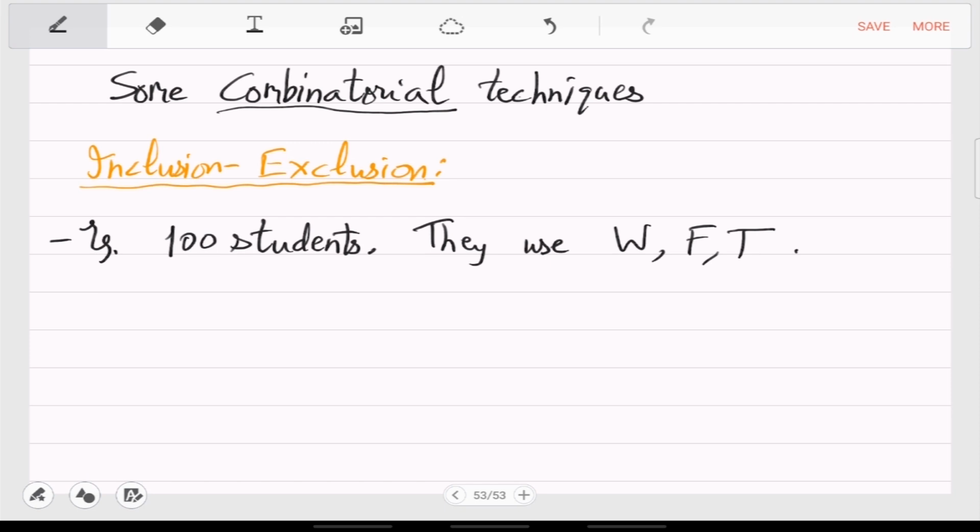So the number of students who use WhatsApp is, let me say it properly. So 44 use Facebook, 50 use Twitter, 56 use WhatsApp.